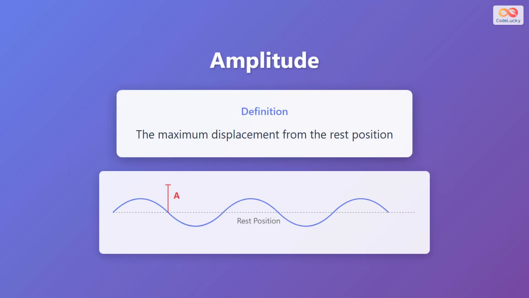The first important wave property is amplitude. Amplitude is defined as the maximum displacement from the rest position. Imagine a wave moving along a string. The rest position is where the string would be if it were completely still. When the wave passes through, parts of the string move up and down. The amplitude is the distance from that rest position to the highest point the string reaches. This measurement tells us how much the wave disturbs the medium it's traveling through.